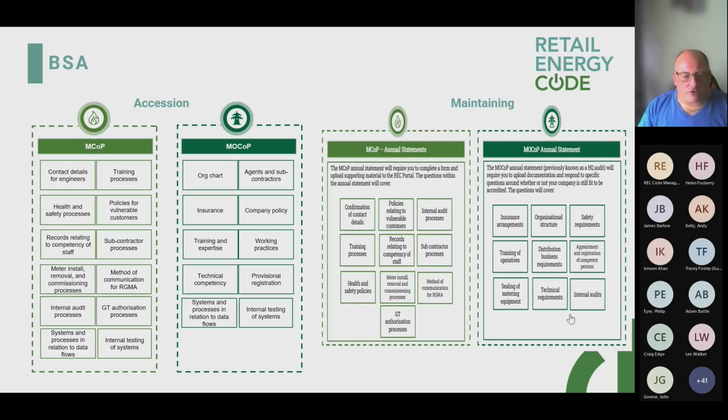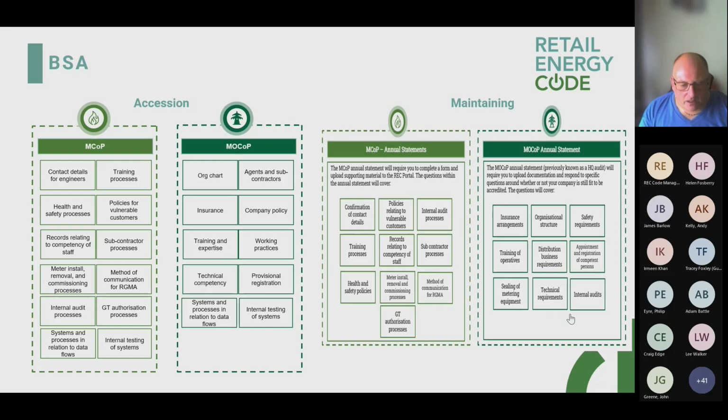For the electricity side, for the MCoP, you need an organisation chart, again, subcontractors, insurance, so your 10 million and £5 million public indemnity and employee liability, any company policies, so your health and safety policies, risk assessments, all those type activities, your training, your working practices, again, your technical competencies, your provisional registration.